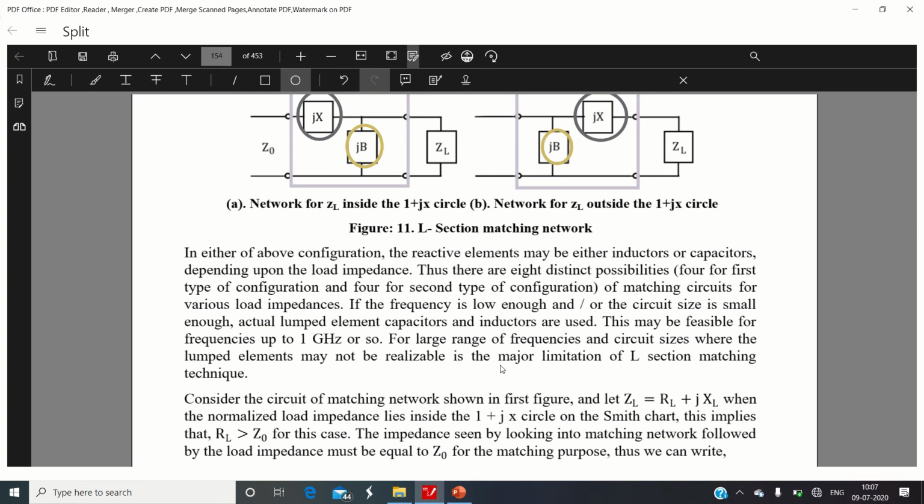So these reactive elements could be either representing an inductor or a capacitor. It depends on what is the type of load impedance. Hence there are a total of 8 possible configurations.